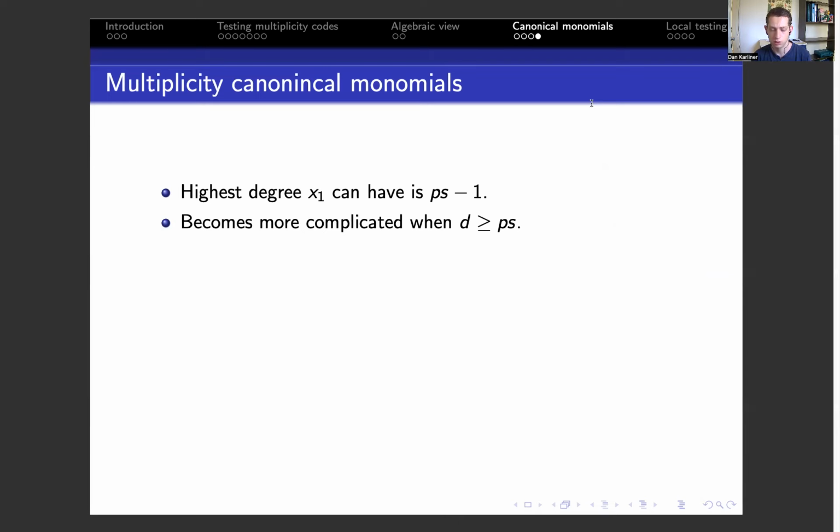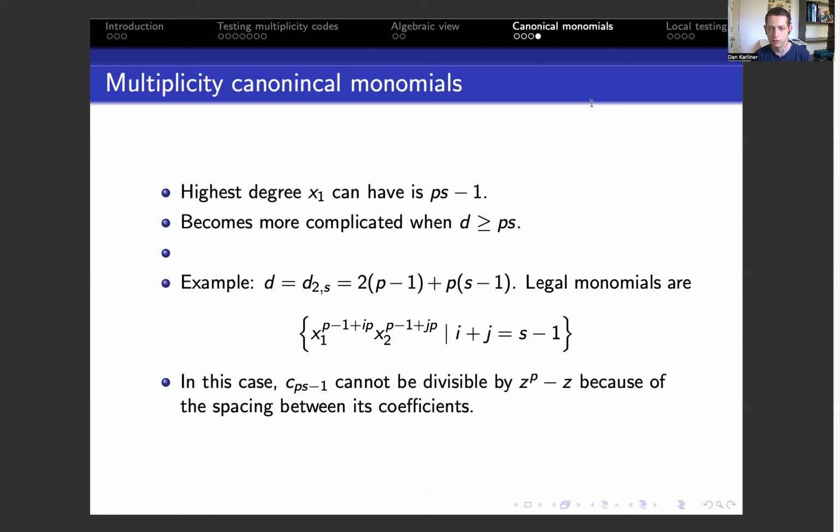So the example we could look at is the case where k is equal to 2, and the degree parameter d is just the highest possible degree for a two-variable polynomial, which is 2 times p minus 1 plus p times s minus 1. Now, the legal monomials have a very special form in this case. They're very constrained. The power of x1 needs to be p minus 1 plus some multiple of p. So there are just very few legal monomials.